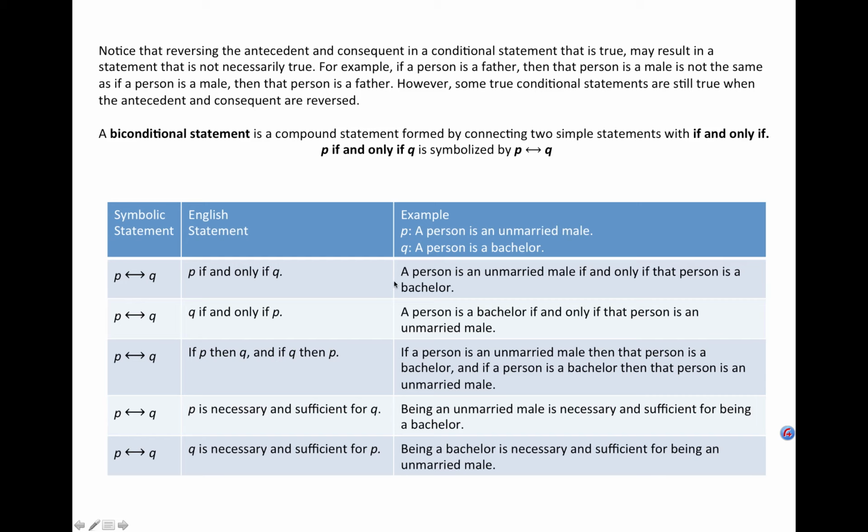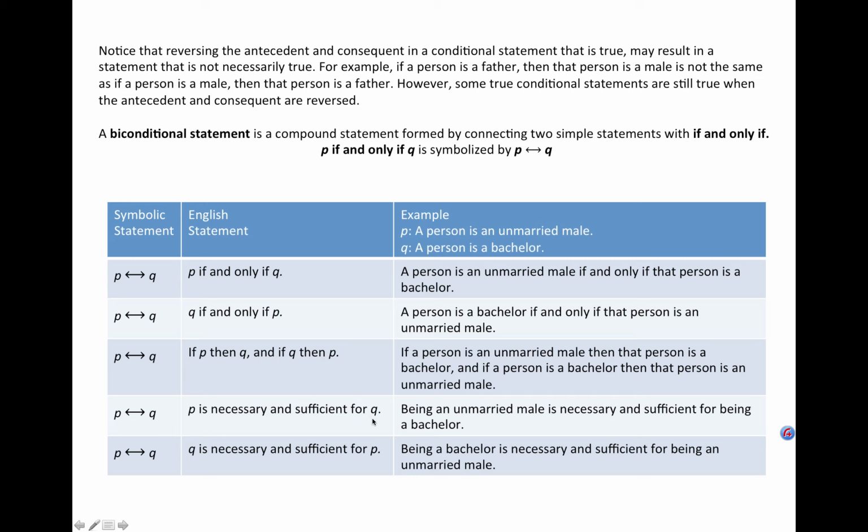A person is an unmarried male if and only if that person is a bachelor. Q, if and only if P. A person is a bachelor if and only if that person is an unmarried male. If P then Q, and if Q then P. If a person is an unmarried male, then that person is a bachelor, and if a person is a bachelor, then that person is an unmarried male.